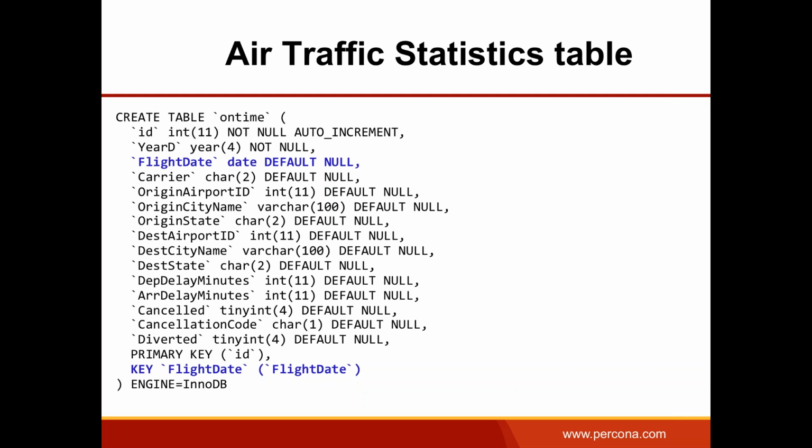So I have created this example table. I named it on time. And there are lots of fields in it. This is a very wide table. I removed some for better visibility. So this table has flight date, which is declared as a date field. It also has a primary key, and it also has a secondary key on the flight date.